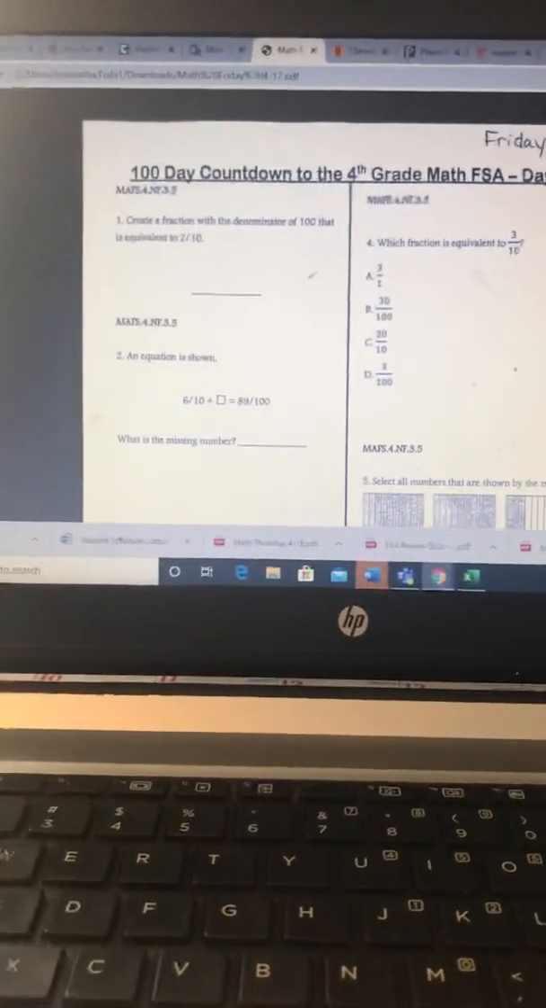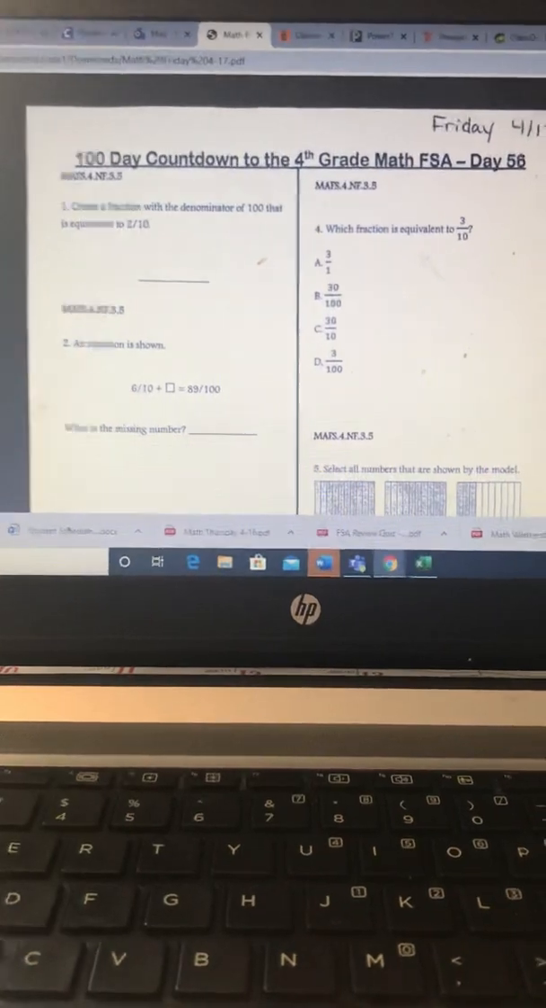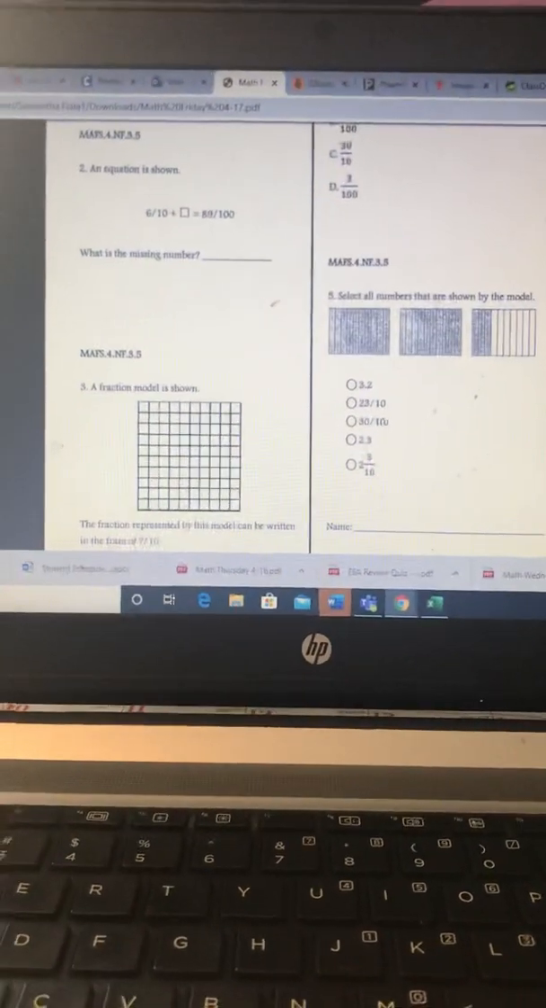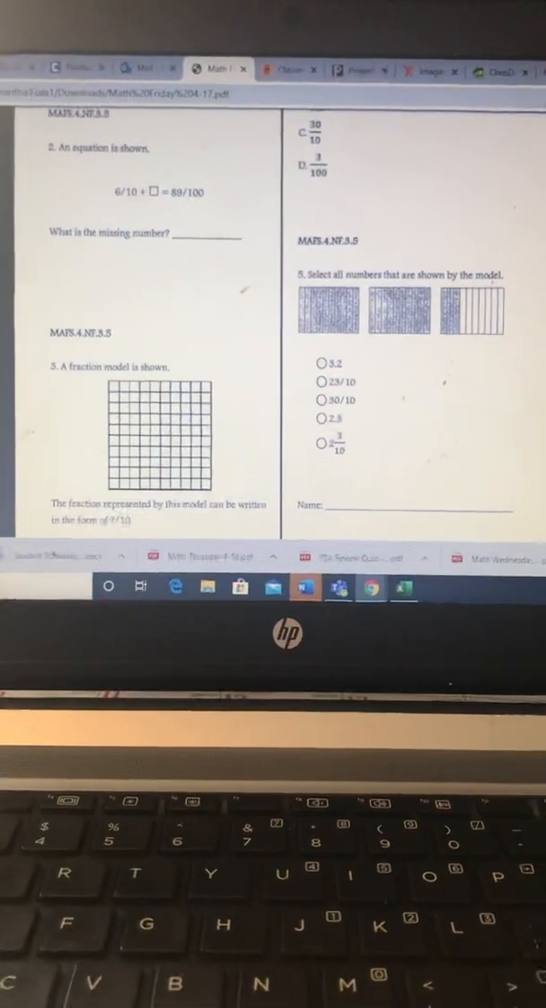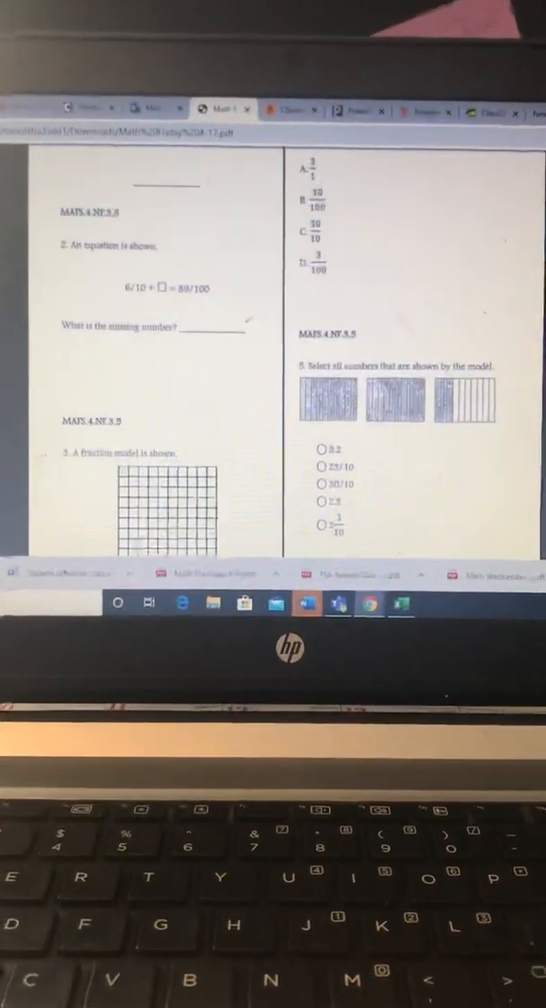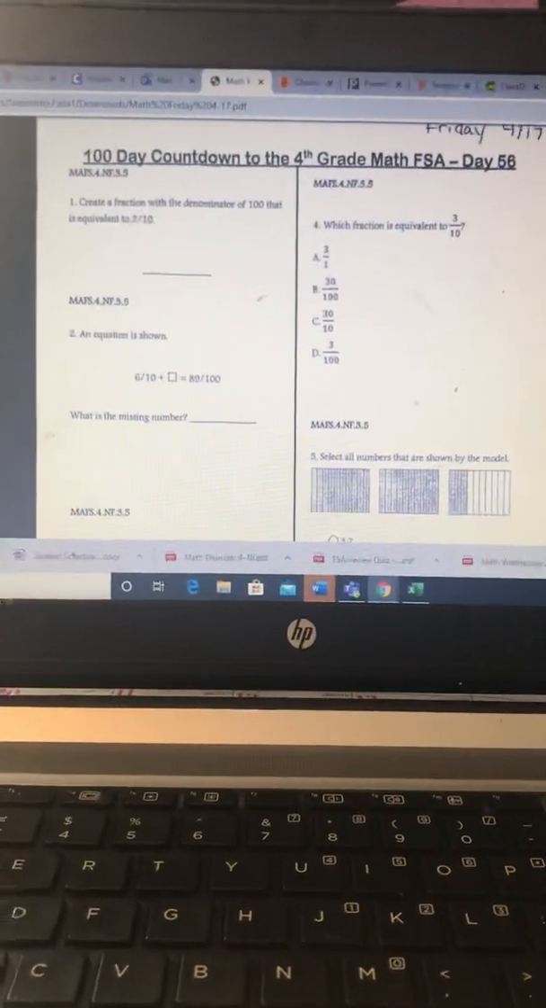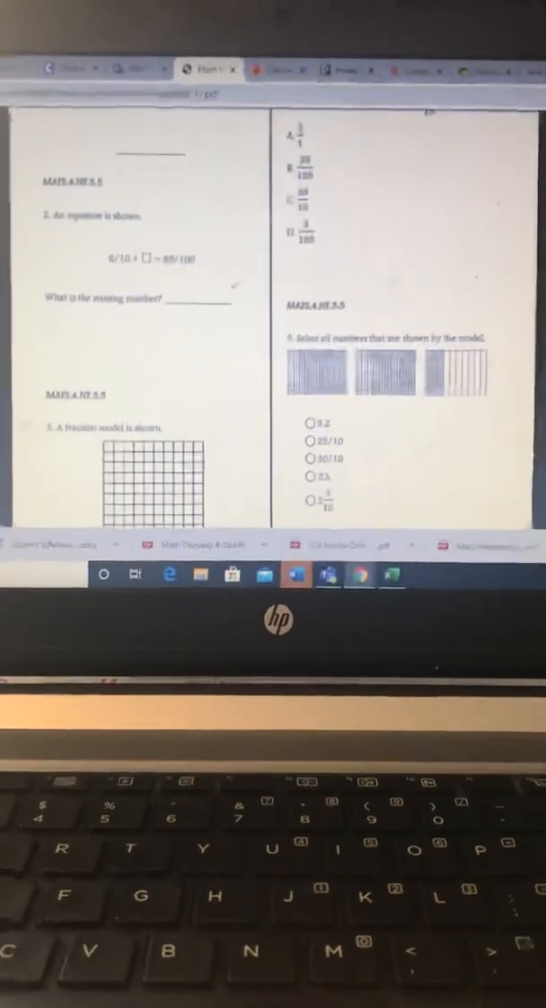If you have any other questions about the FSA countdown page, privately message me on Edmodo, and I can help you out a little further, okay? You also have the answer key that was sent in an attachment to your parents, so when you're done, you can check your work to see if you got them correct, okay?